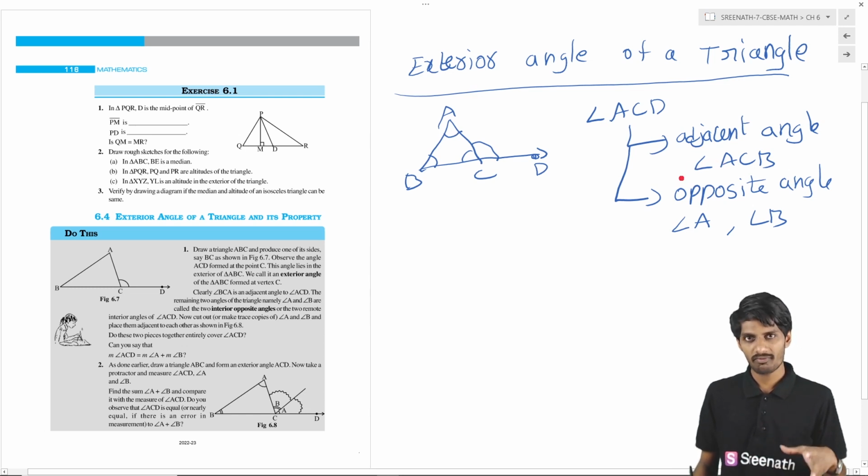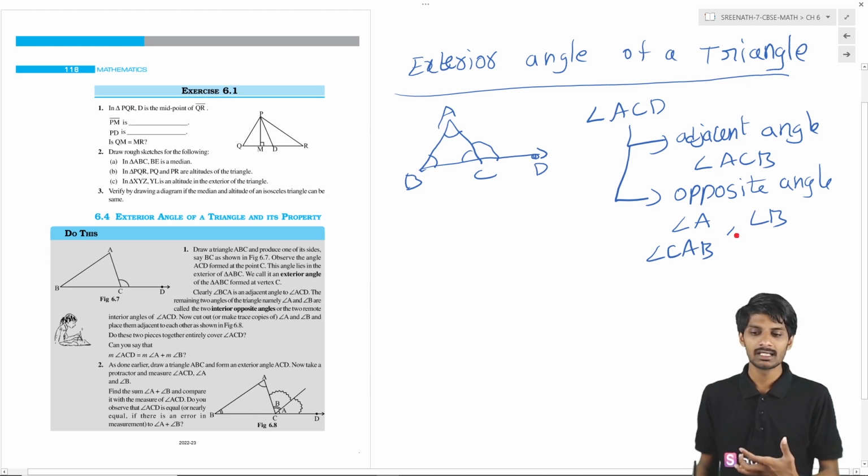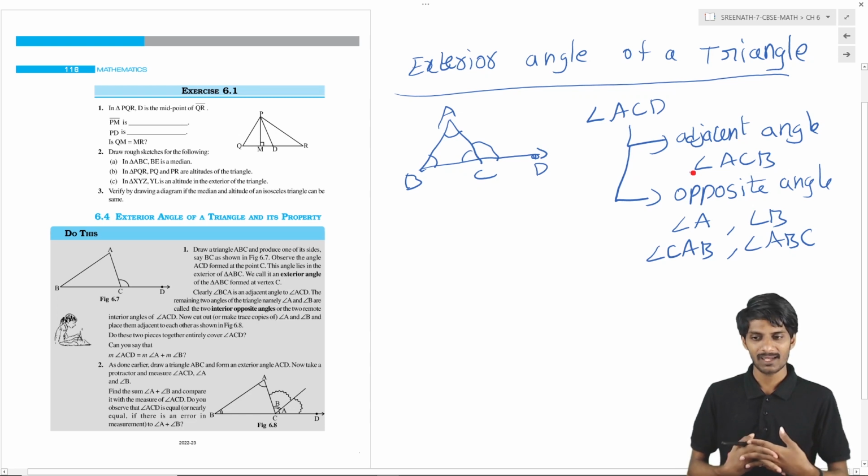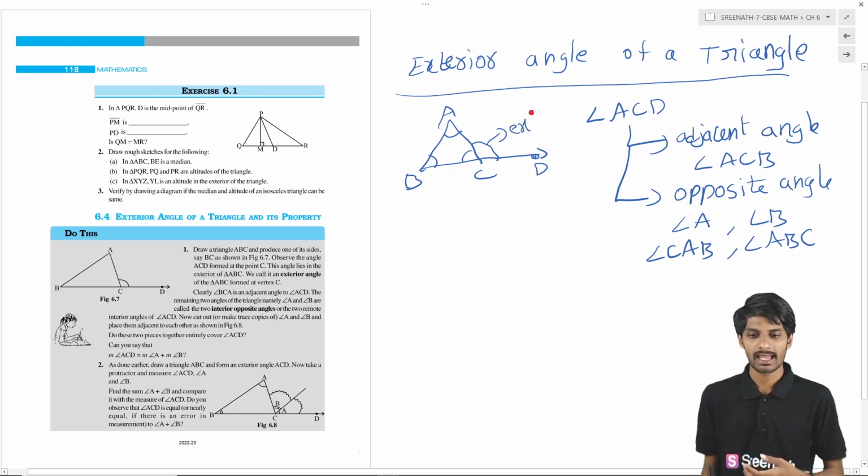If there is no confusion, you can simply write this. If you want to write it in the full form, how will you write angle A? That is angle CAB. How will you represent angle B? That is angle ABC. The middle letter represents where the angle is located, students. So this is the convention. We call this the exterior angle, and these three are the interior angles. This exterior angle is adjacent to this interior angle, and this exterior angle is opposite to these two angles, students.